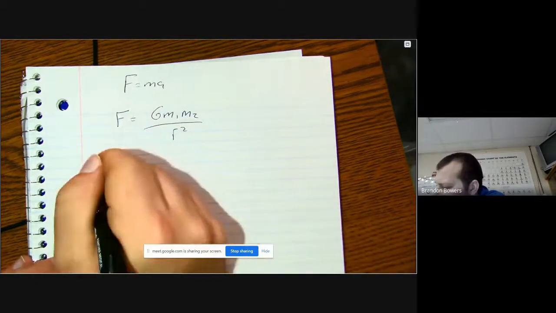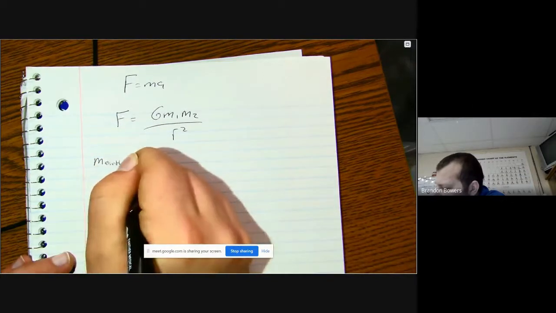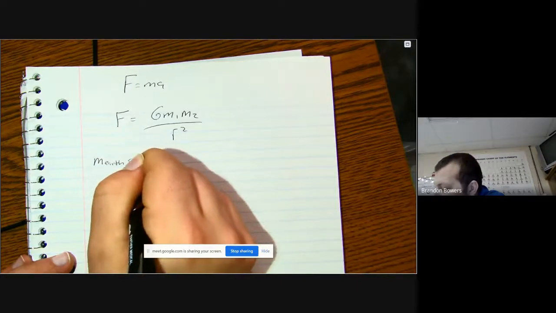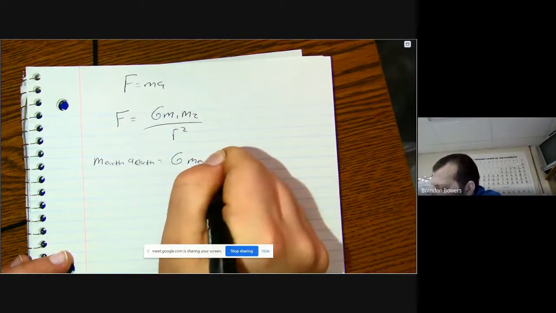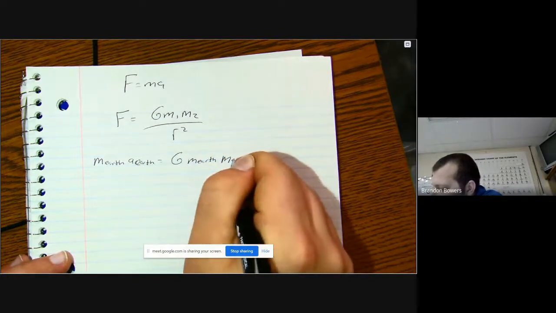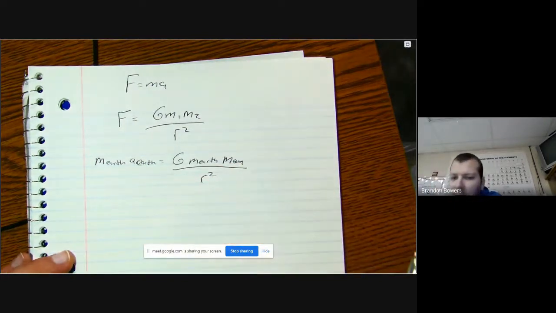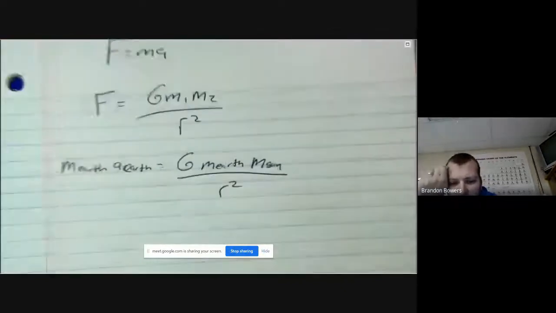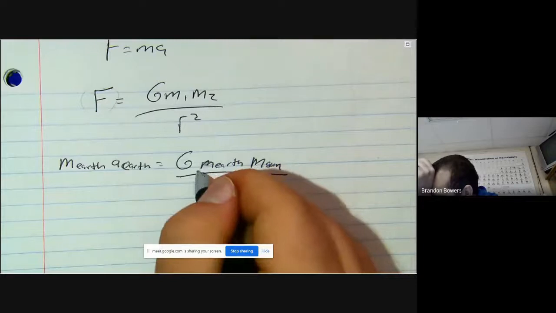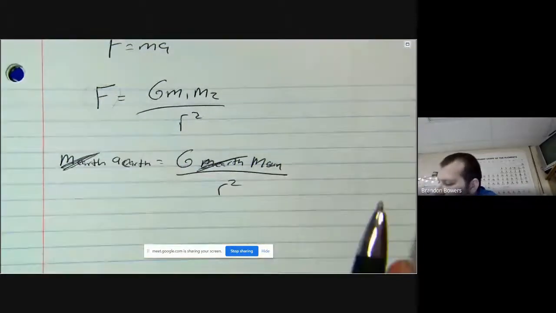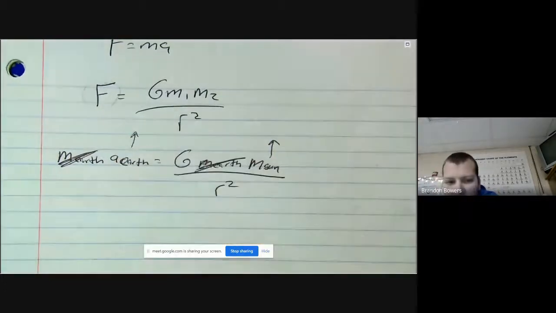Well, if we look at that, let's say mass of Earth times the acceleration of Earth is equal to G, mass of Earth times the mass of the sun over r squared. Well, if we look at this, I'm going to zoom in. The mass of Earth cancels the mass of Earth. So if the mass of the sun increases, that means the acceleration of Earth has to increase.